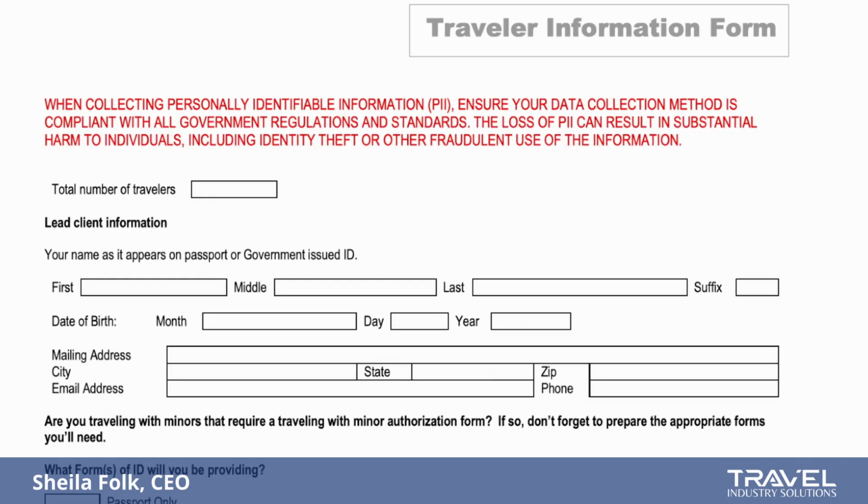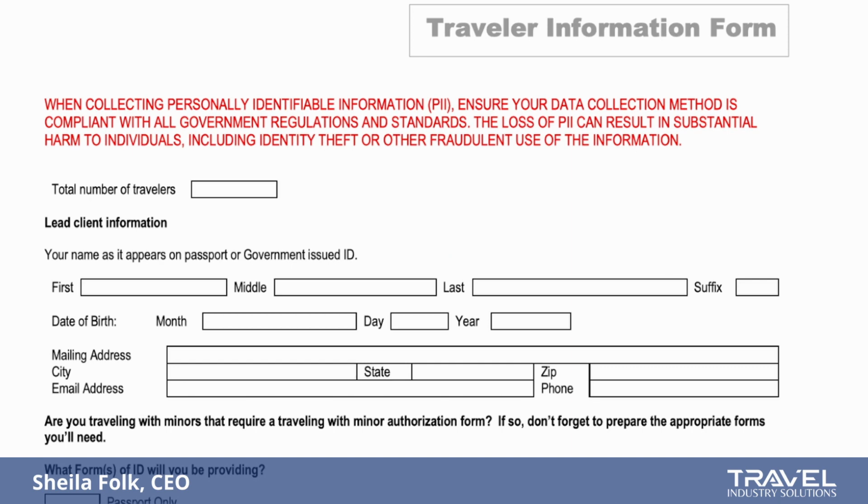Next is the traveler information form. Think about all the information you must collect from your customer and the time it takes to do so. How does this affect your profitability? How does this create room for error? How does this affect privacy and compliance regarding protected information?